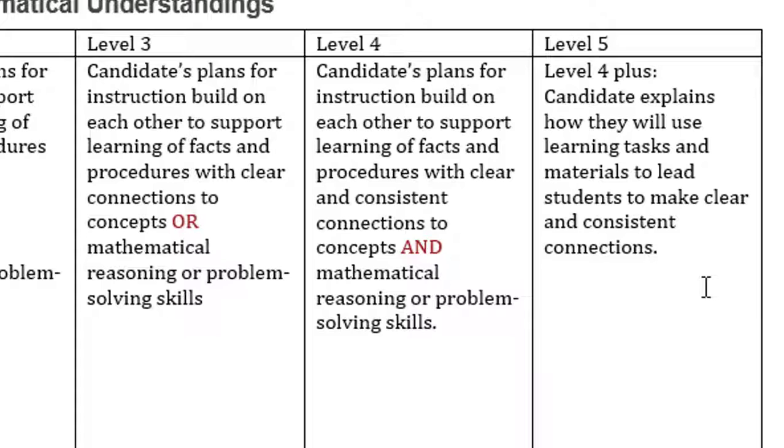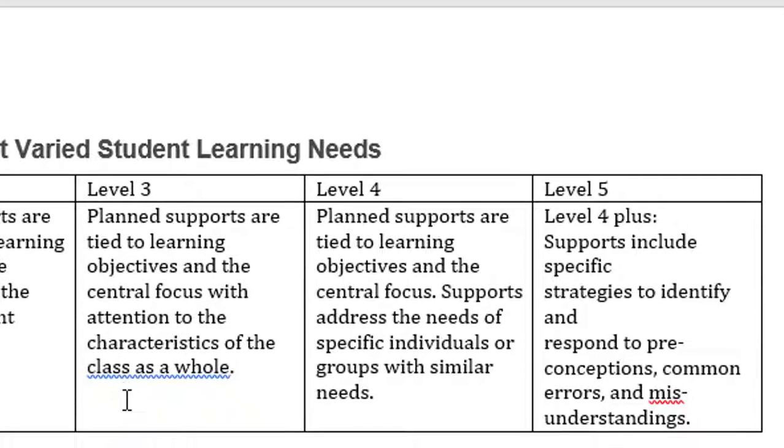So notice that "and" in there. So to get a level 4, you have to do both, the top and the bottom. And then there's an "or," reasoning or problem solving. So you need to have mathematical reasoning in your lesson plan, or problem solving skills, activities that are going to do that. All right, let's talk about rubric number 2.